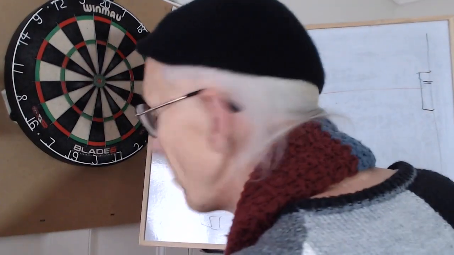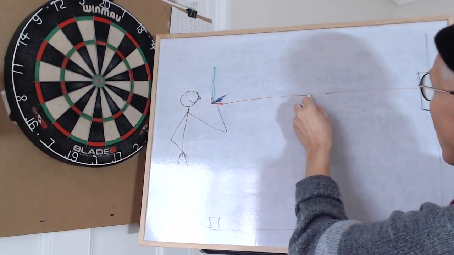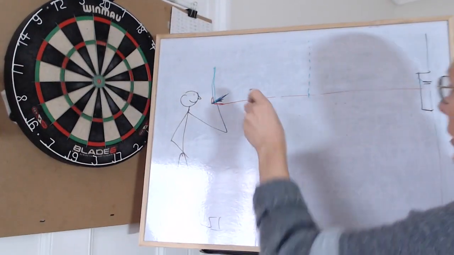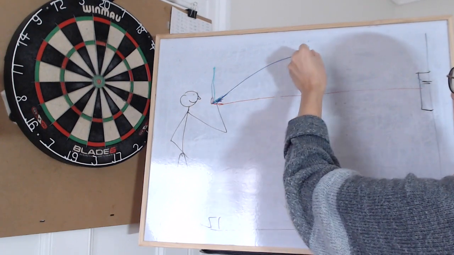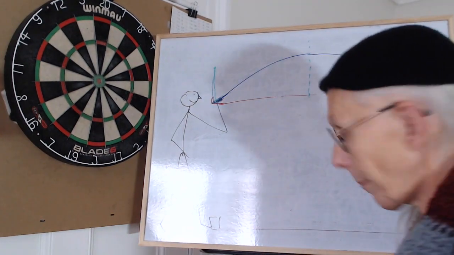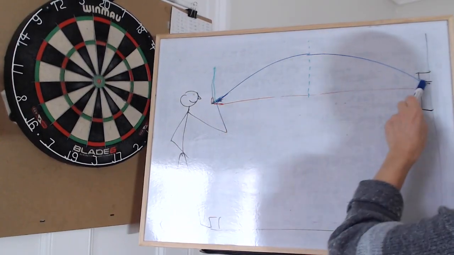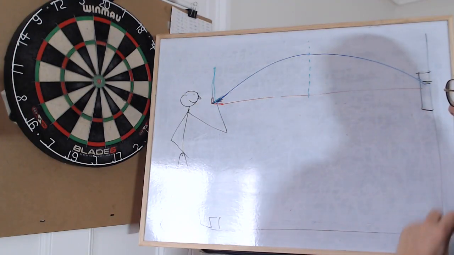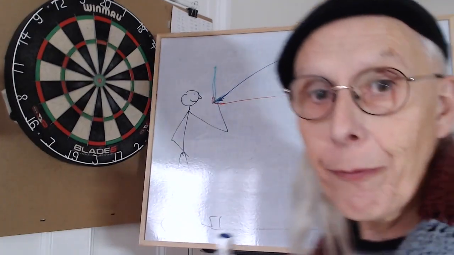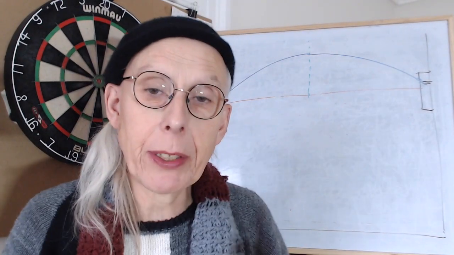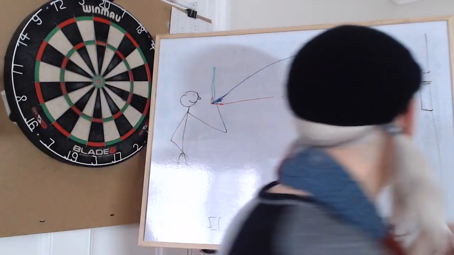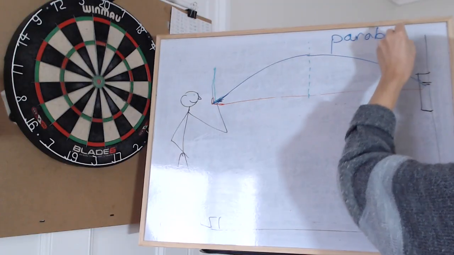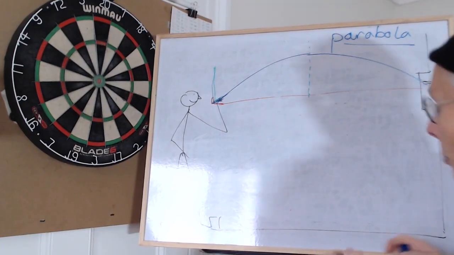So what I mean is, if you take the midpoint between where you release it and the board, then that motion will be symmetrical on either side, okay? Like that. That's assuming here that the target is at the same height as where it's released, just that symmetry there, okay? And we have a name for that shape in mathematics and physics. That shape is called a parabola. So a parabola is what you get from throwing a dart in the absence of air resistance. Okay, that's a parabola.